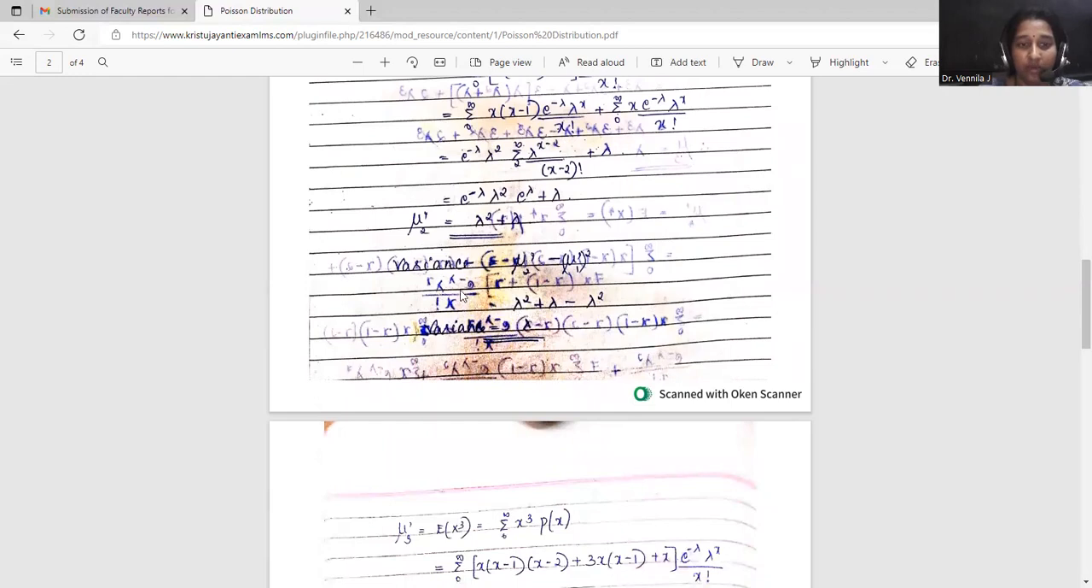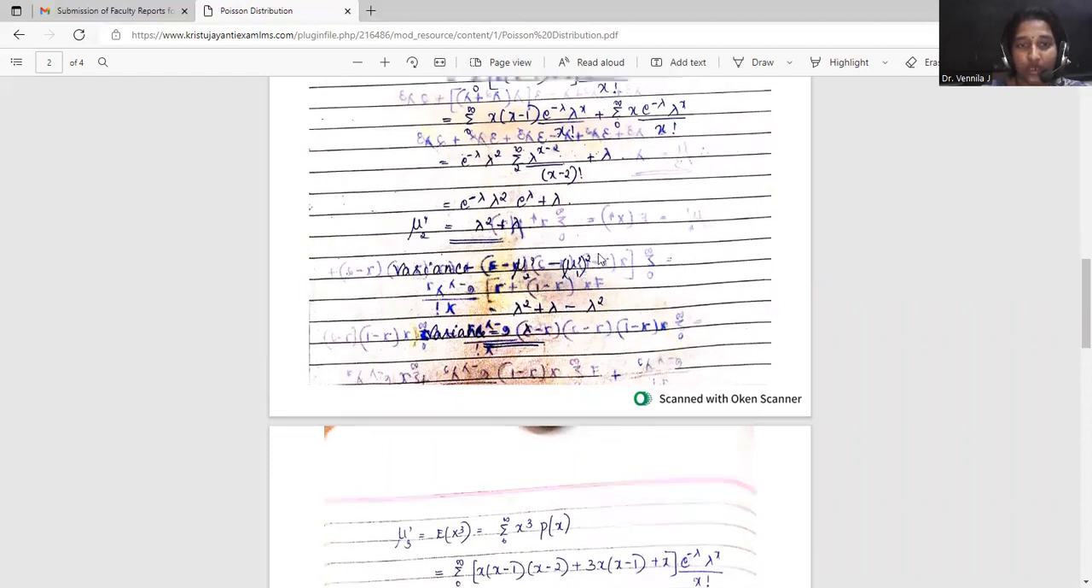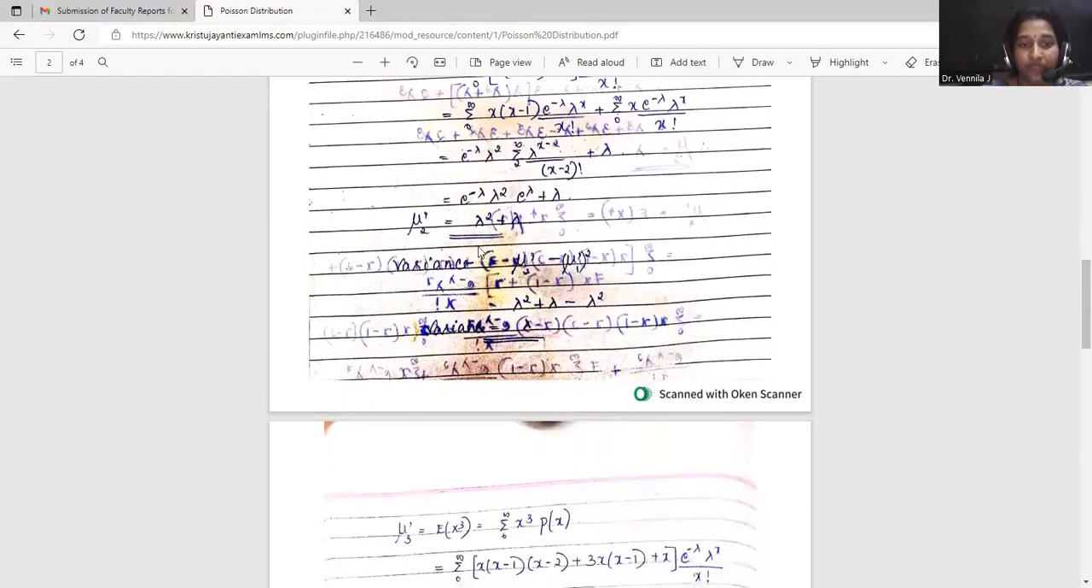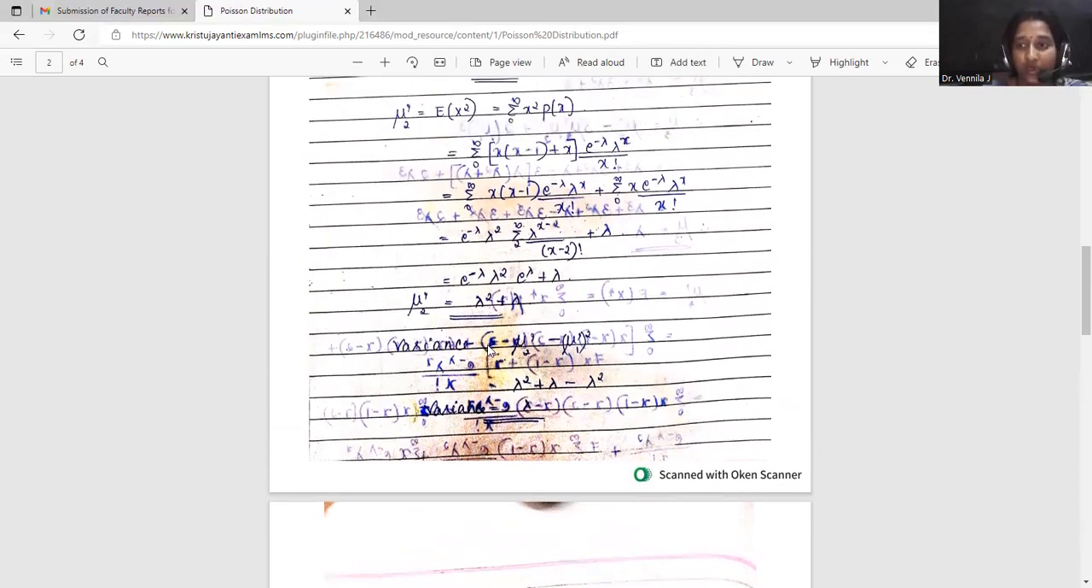So now we come to the last term, variance. Variance is equal to mu2 dash minus mu1 dash the whole square. So mu1 dash is lambda and mu2 dash is lambda square plus lambda. So lambda square plus lambda minus mu1 dash the whole square, that is lambda square. So lambda square minus lambda square cancels, and we get variance is equal to lambda. So from this what we observe is that in the Poisson distribution, mean and variance are equal. Both are lambda. Are you clear on this?